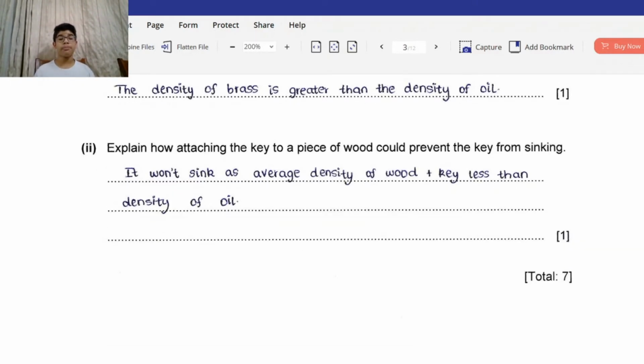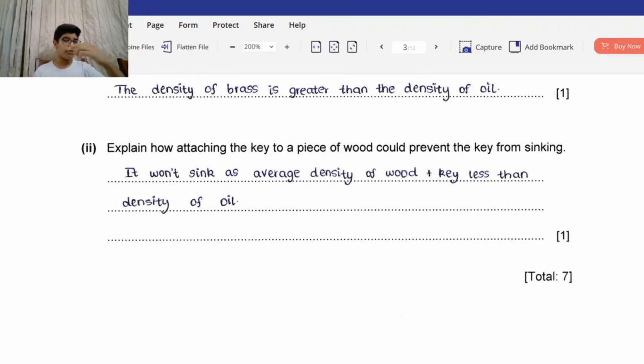Part 2. Explain how attaching the key to a piece of wood could prevent the key from sinking. Let's read what I've written here. It won't sink as the average density of wood plus key is less than the density of oil. So what I mean by this is, you see, the density of the wood is very low.